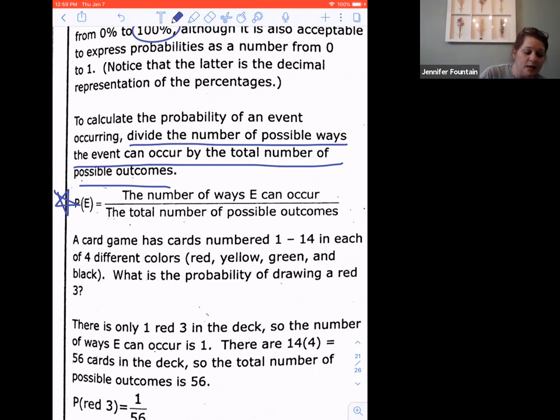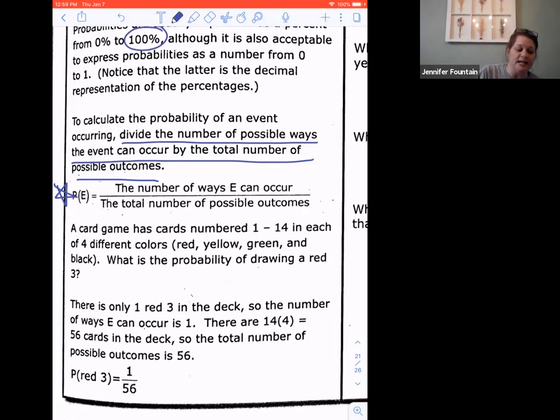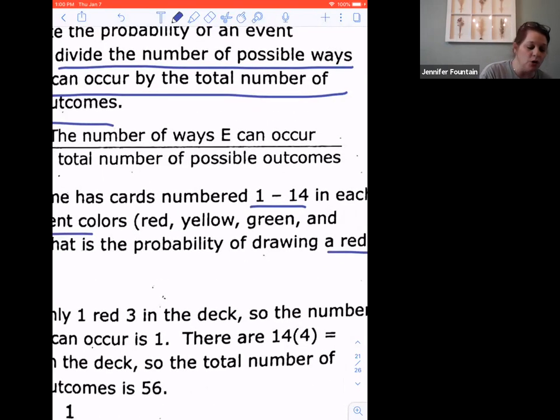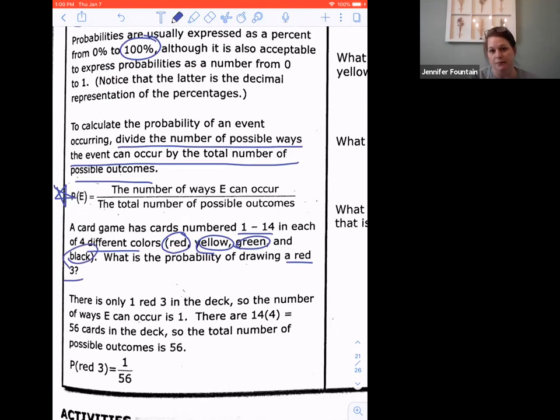It says a card game has cards numbered 1 through 14 and each of 4 different colors. What is the probability of drawing a red 3? Let's think about this for a minute. I've got red cards numbered 1 through 14, yellow cards numbered 1 through 14, green cards numbered 1 through 14, and black cards numbered 1 through 14. Is everybody good with that so far?